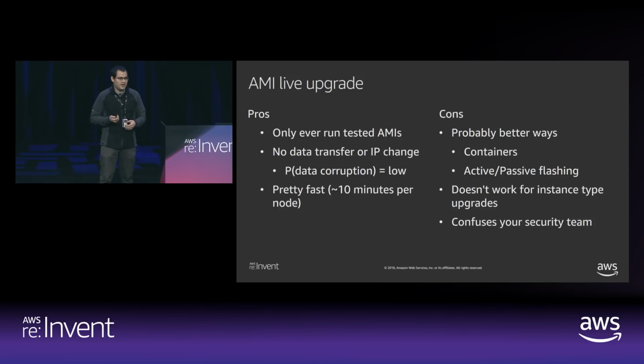All right, so AMI live upgrade has been hugely helpful to us to safely make mutations. It's how, for example, Netflix did the Ubuntu Trusty to Ubuntu Xenial upgrade just a few months ago.